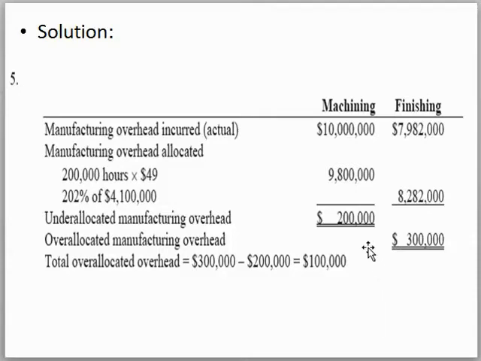So in the machining department there is an under allocation by 200,000, and in finishing department there is an over allocation by 300,000. So for the total job there is an over-allocation by the difference. So the total over-allocated overhead equals 300,000 minus 200,000. We will get an over-allocation by 100,000.